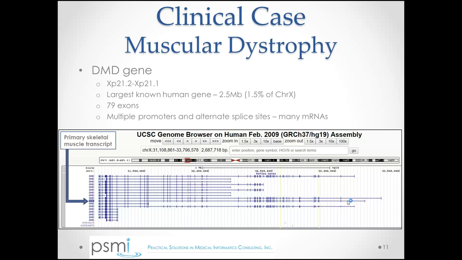So it's a big, gnarly gene. It's interesting because some of the studies suggest that it can take up to 24 hours just to transcribe one messenger RNA from the DMD gene because it's so big.